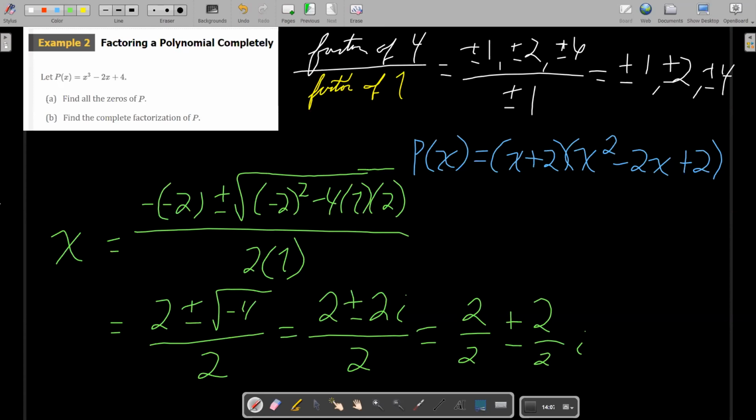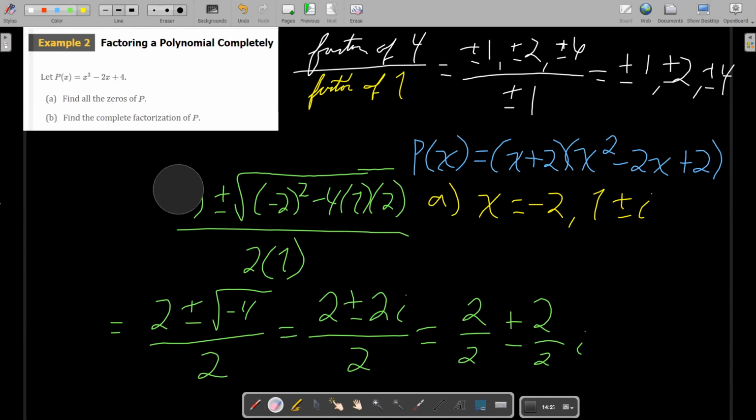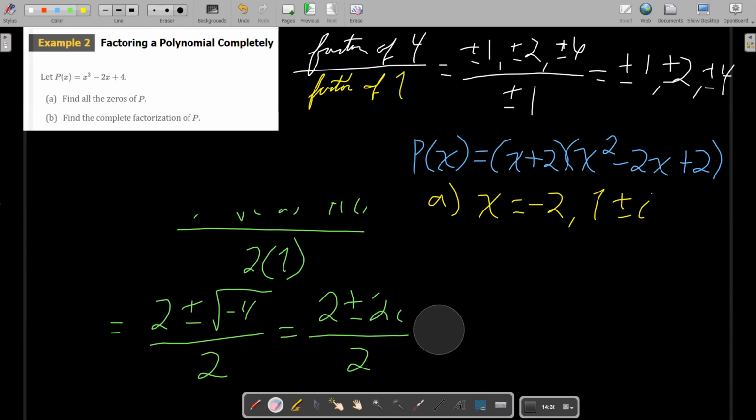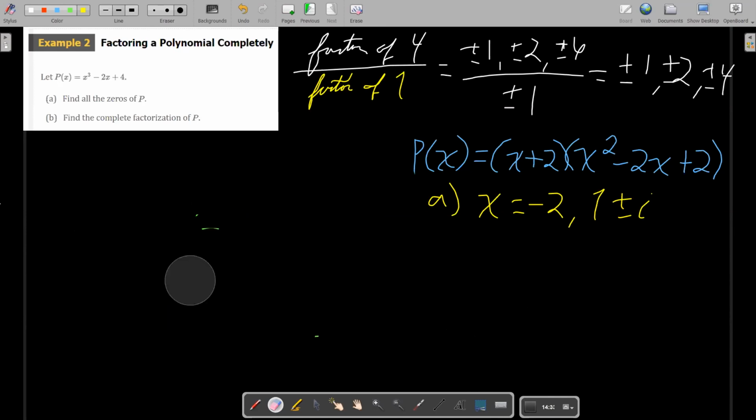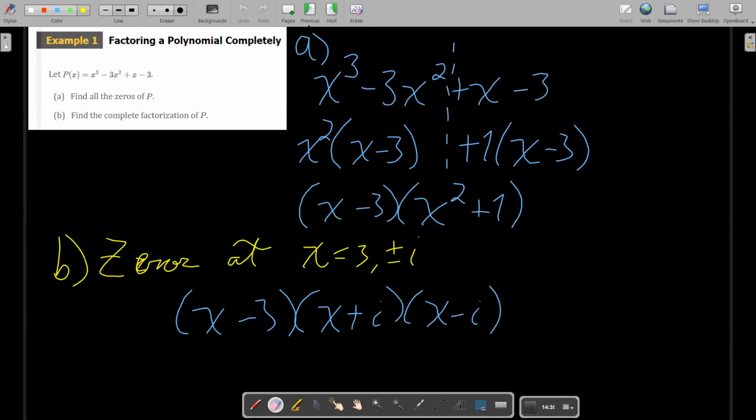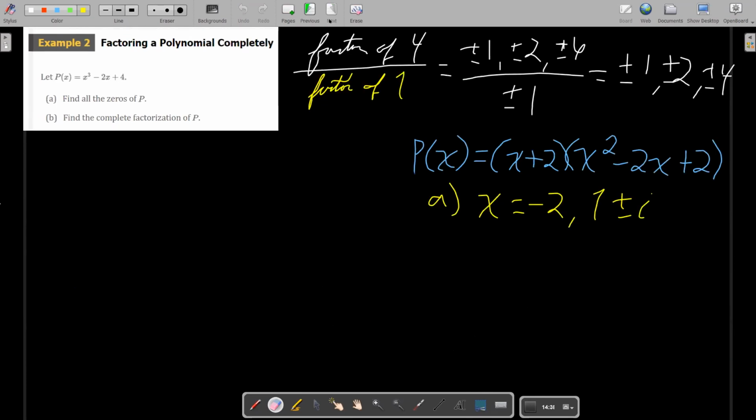Okay, so that would be finding all this. So I'm going to erase this. So for A, my zeros are at x is equal to negative 2 and at 1 plus or minus i. Okay, so that completes A. I'm going to erase all this now. And then B wants us to find the complete factorization, okay?